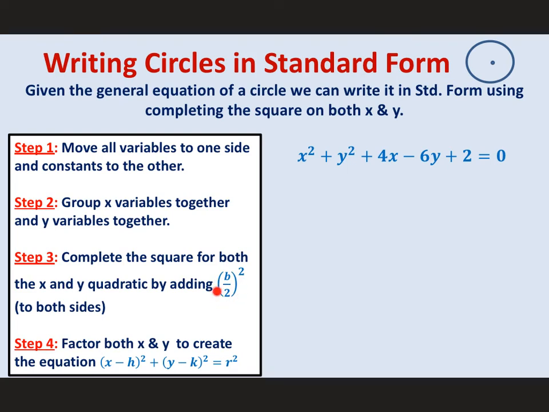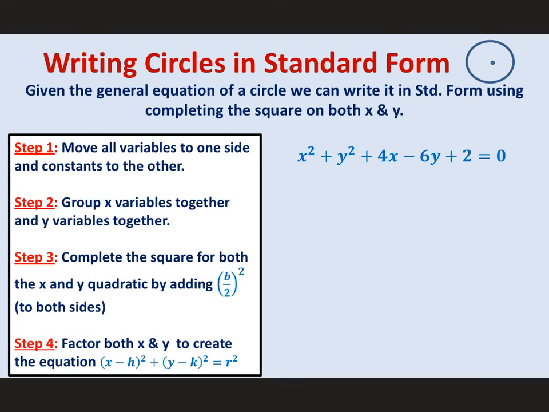That's the b divided by 2 squared thing. And we make sure we add it to both sides. So on the left side, we'll add something to the x squared. We'll add something to the y squared part. And on the other side, the constant side, we're going to add 2 things. We're going to factor both to create our circle in standard form equation like this.